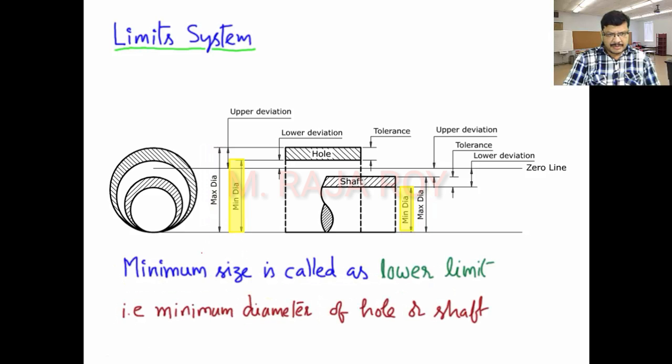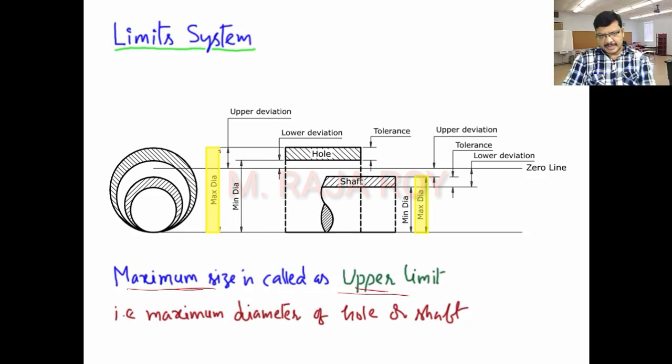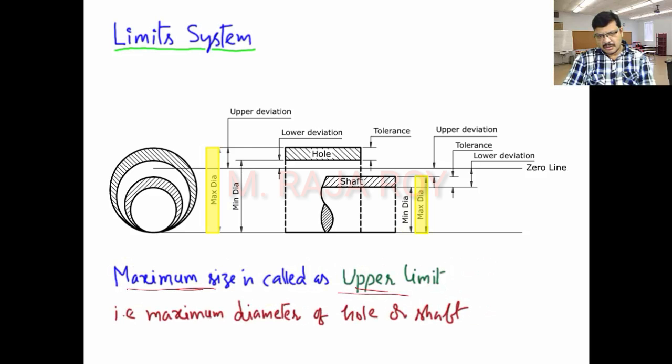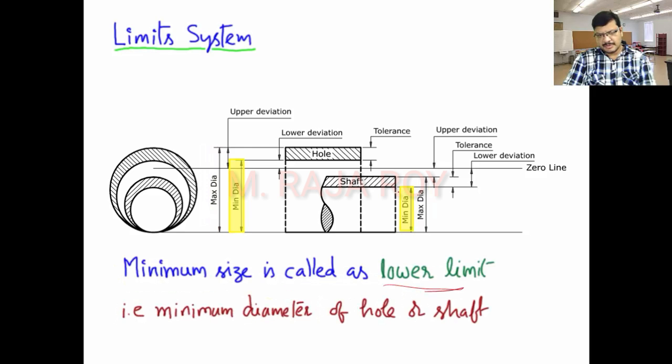Next, observe the lower limit. So lower limit means minimum size is called the lower limit. That may be with respect to hole or with respect to shaft. With respect to hole, if you observe, here to here, this particular area is the minimum hole. Here to here, this particular area is the minimum shaft. Observe here, this is maximum, this is minimum. Here also, this is maximum, this is minimum.